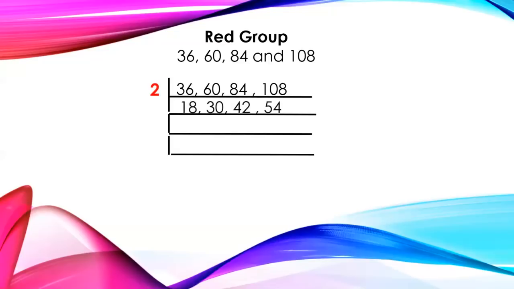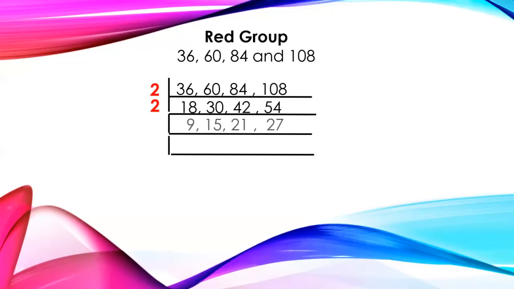So, divide each number. 36 divided by 2 is 18. 60 divided by 2 is 30. 84 divided by 2 is 42. 108 divided by 2 is 54. Then, again, because this set of numbers are all even numbers, we could again use 2.